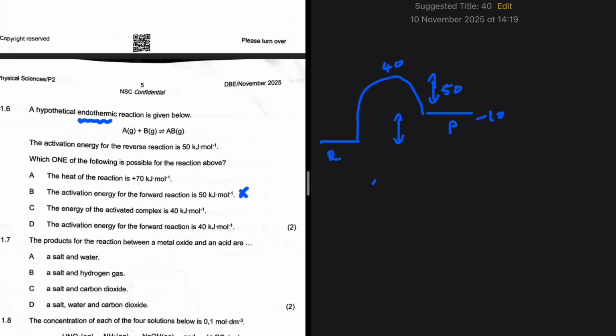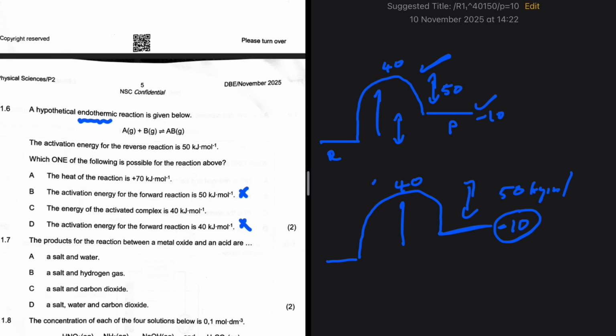And then D says the activation energy for the forward reaction is 40 kilojoules per mole. If it is 40 and that of the reverse is 50, that does not make sense. It cannot happen. The activation energy of the reverse cannot be greater than that of the forward reaction if the reaction is endothermic. It doesn't make sense that from here to here we would have 40 when from here to here we have 50. So this option does not make any sense.